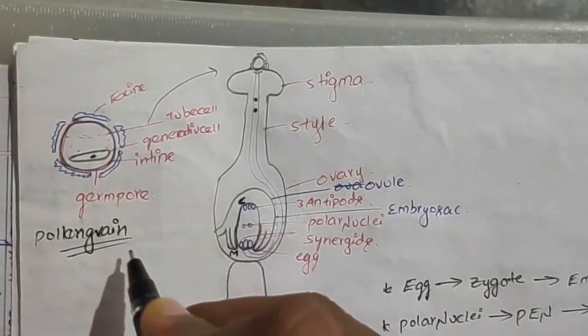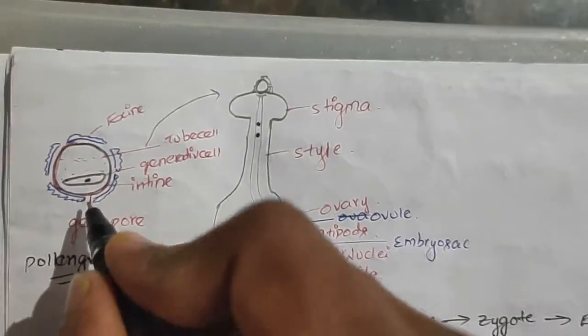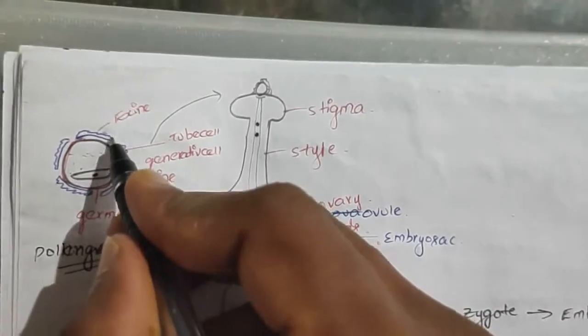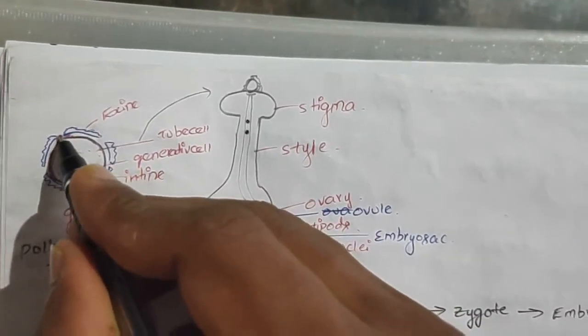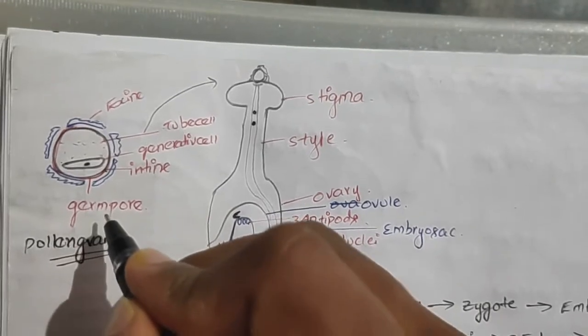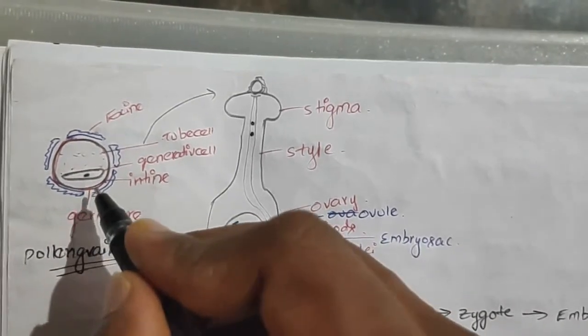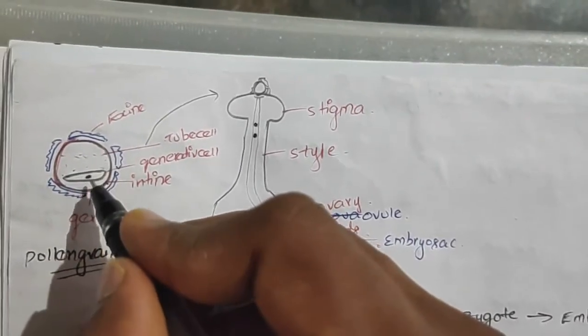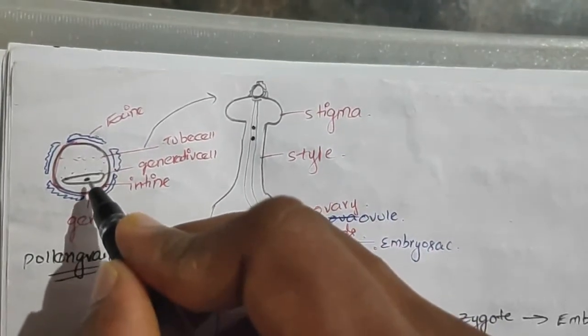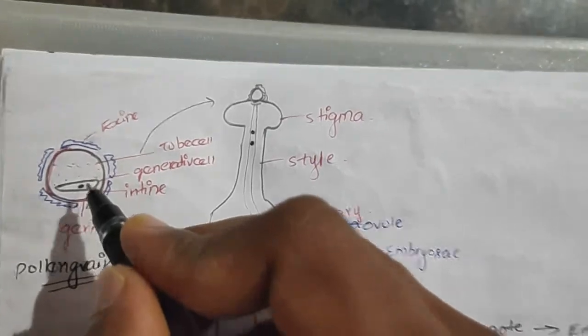Firstly, the pollen grain, which is the male gamete, has two layers, the outer exine layer and the inner intine layer. In the exine layer, at some places, there is a gap. This gap is known as the germ pore. Inside the pollen grain there are two cells: one is a large cell or tube cell, and another is a spindle-shaped generative cell.